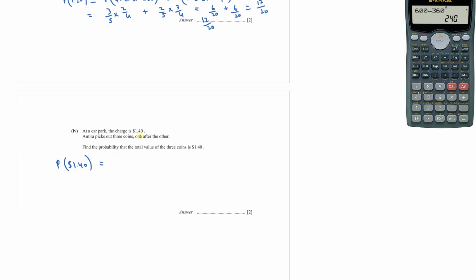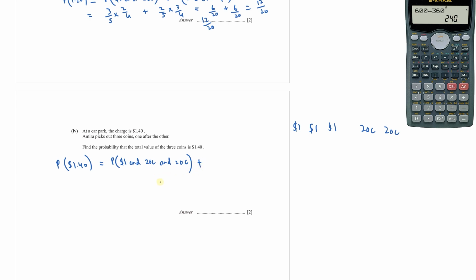So how can you get $1.40? So you have three $1 coins, $1, $1, $1, and two 20-cent coins. So now you're picking three coins out of this to give at this car park. So you can get $1.40 if you pick $1, and you pick 20 cents, and you pick another 20 cents. So this is one way of getting $1.40.